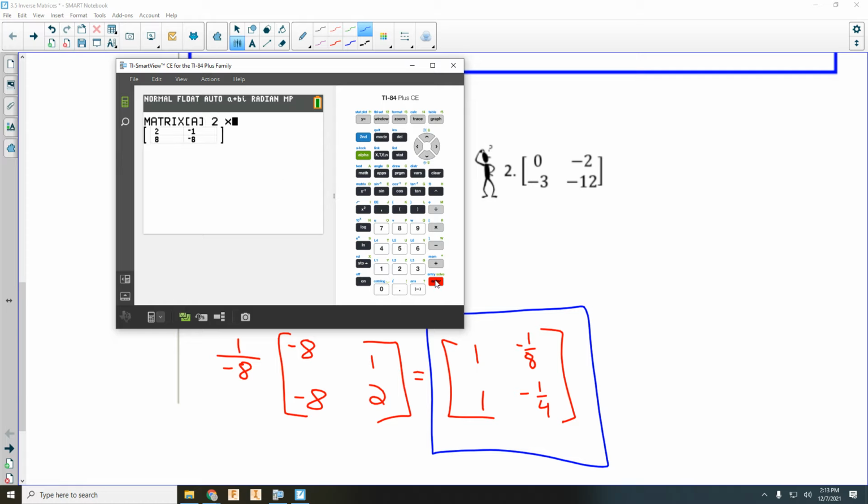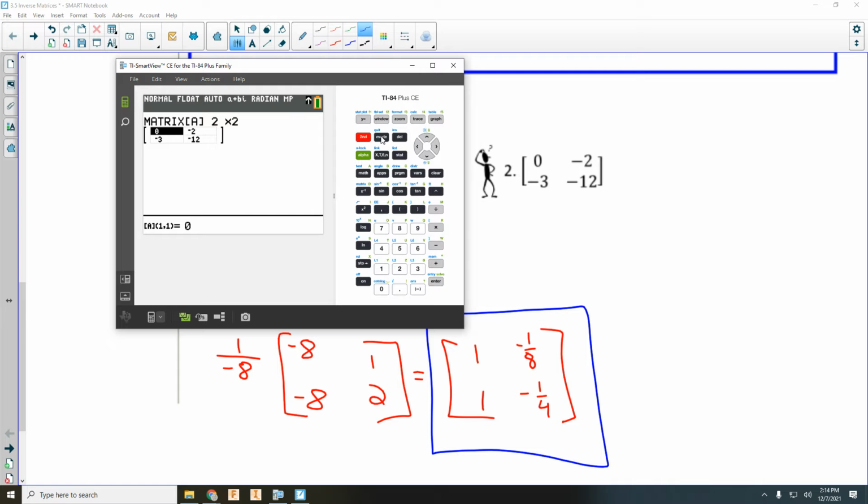It's a 2 by 2 matrix: 0, -2, -3, and -12. Now, it is possible that a matrix is not invertible. So that can happen. And if that's the case, then there will be no solution.